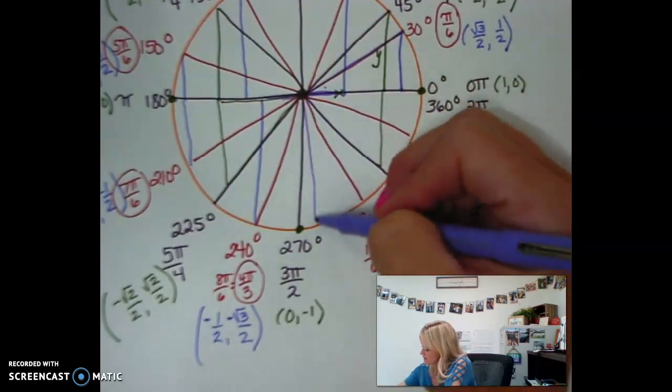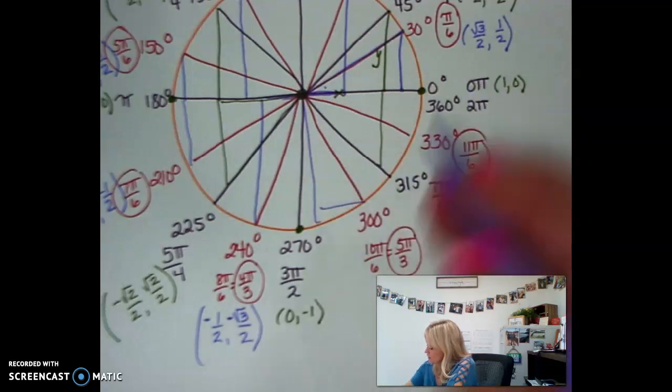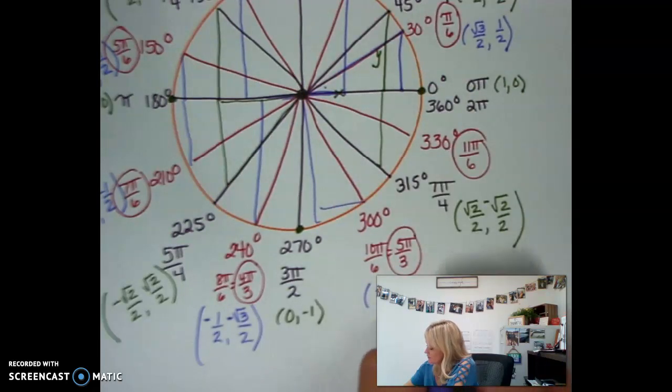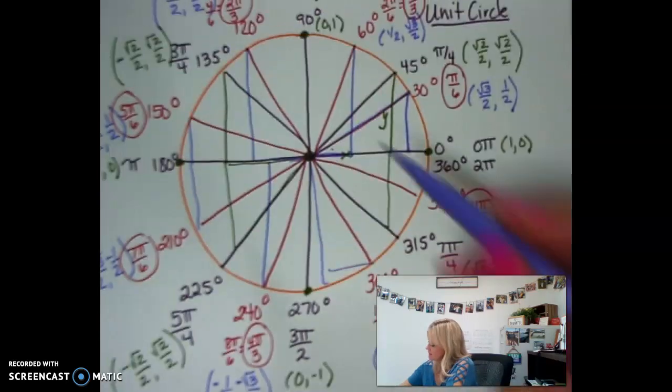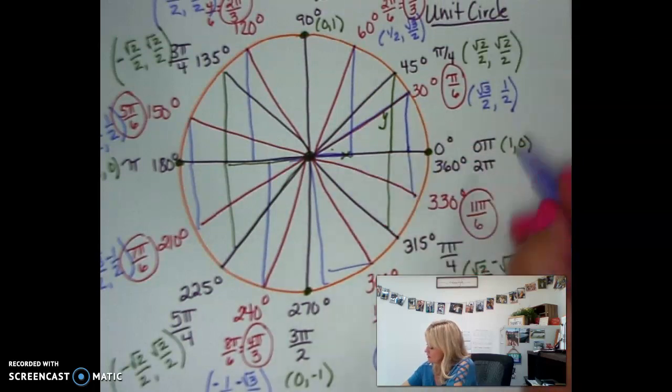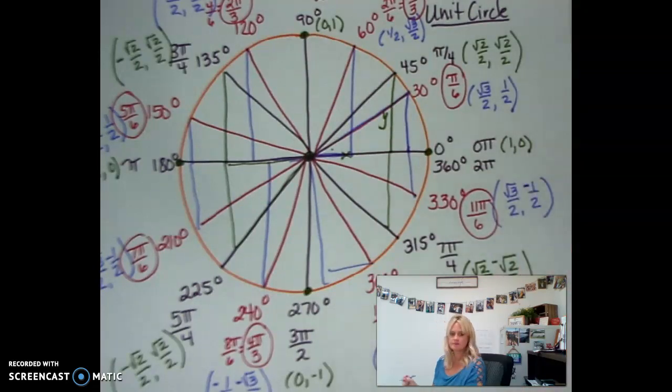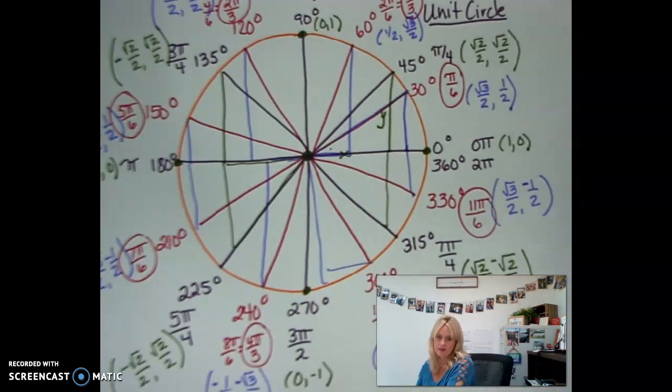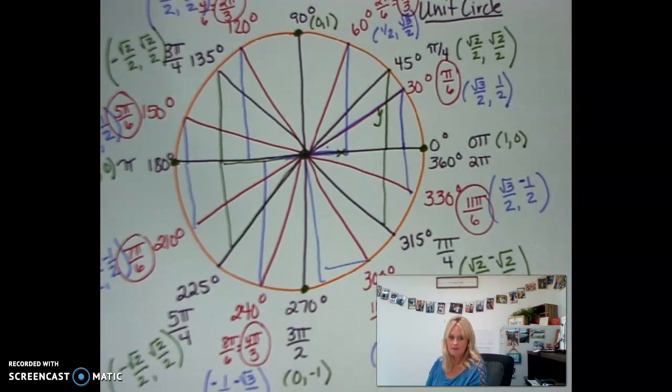Same triangle here. X is short, y is long, but y is only negative. And here I have x long, y short, but y is negative. Now, I know that that's a lot of information. I do have a unit circle for you, but it's important to see where this all comes from.